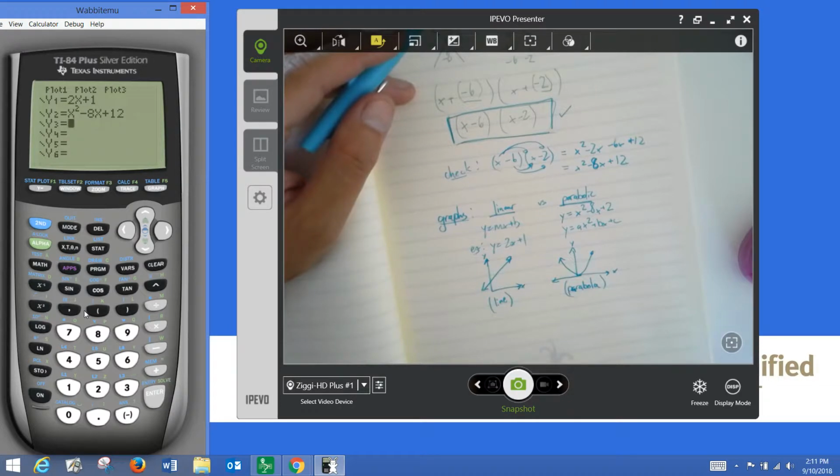Let's go back to our calculator here. You're going to open the parentheses, do x minus 6, close the parentheses, just like how we wrote it to the right. Open the parentheses again, with x up here minus 2. Let's see what we should get. Let's graph this. Okay, I see a parabola.